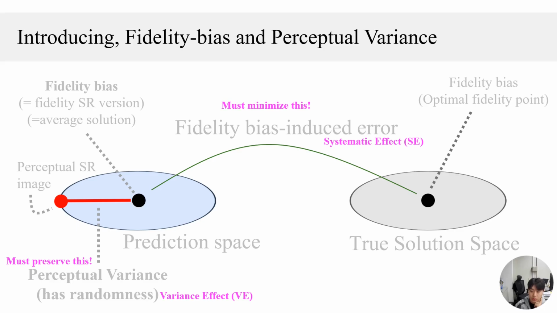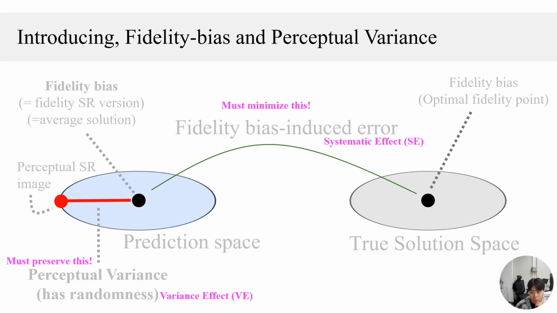Now, given a certain level of perceptual quality, we should aim to minimize the fidelity bias-induced error to improve fidelity. In other words, we want to simply align the blue and gray circles. Importantly, minimizing this error does not affect perceptual variance. It only provides improved fidelity without harming realism. This means that we can reduce per-pixel error while maintaining perceptual quality if we only minimize fidelity bias-induced error.